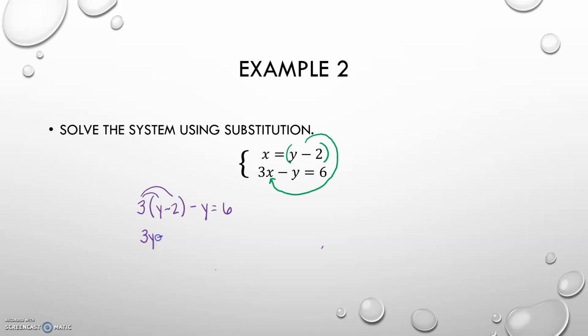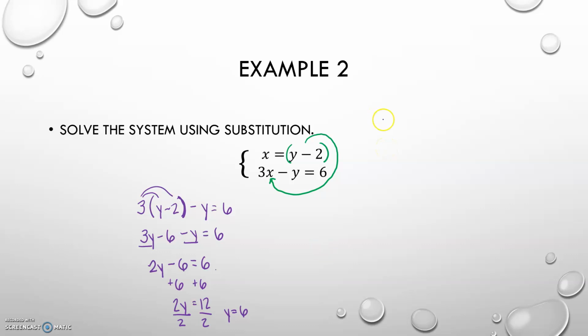3y minus 6 and then minus y. Remember, I do not distribute that 3 to the negative y because the distribution ends with the parentheses. So since the parentheses here separates the 3 and the minus y. And this equals 6. Now, combining my like terms, I would get 2y minus 6 equals 6. Add 6 to both sides, and we get 2y equals 12, and then divide by 2, I get y equals 6. So that's my first piece of the answer.